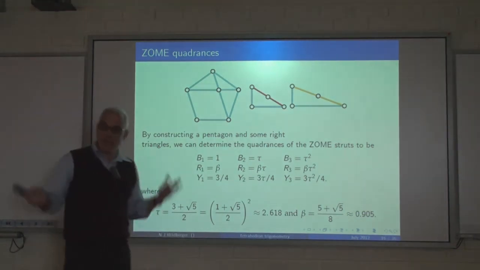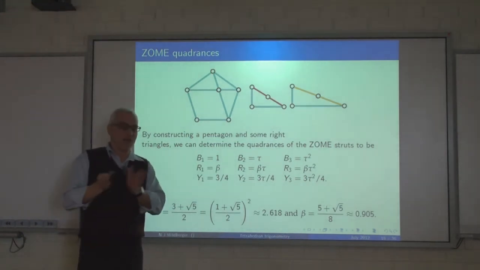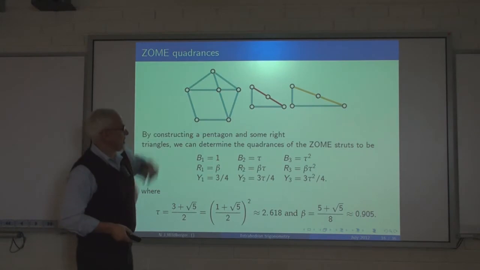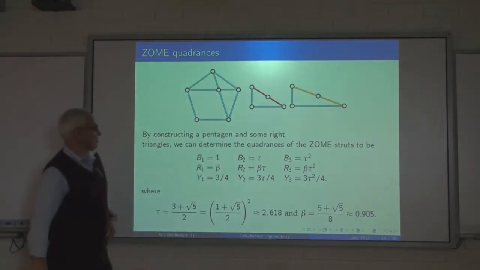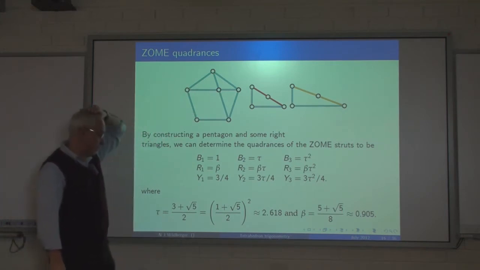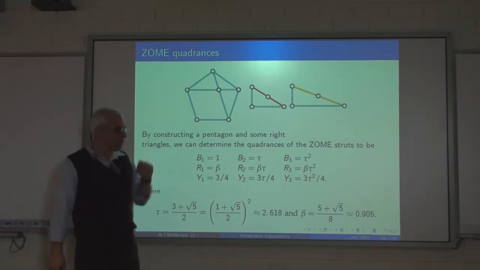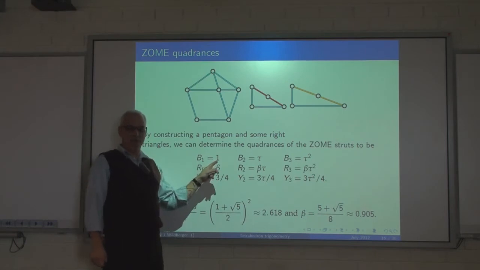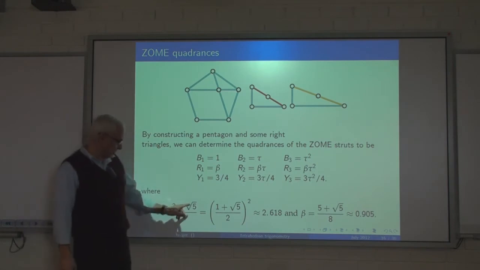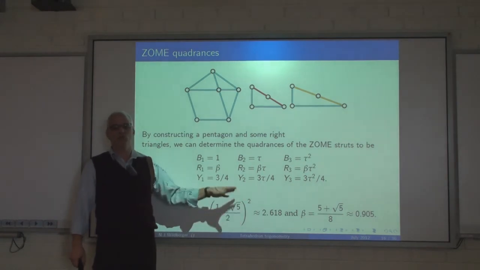So what we're going to do is figure out the relationships between all the struts and all the spreads that we can possibly make. So first we build a pentagon, and we can build 2 right triangles, and so just by staring at those, and if we know the relations in a pentagon, we can figure out that we can normalize the quadrances of the 3 blue struts so that the smallest one is, say, 1, and the next one is tau, and the next one is tau squared. What is tau? Tau is (3 plus root 5) over 2, which is the square of (1 plus root 5) over 2. That's the square of the golden ratio.